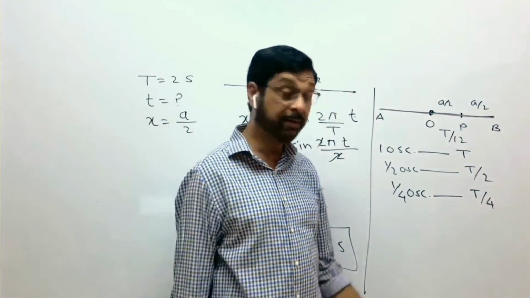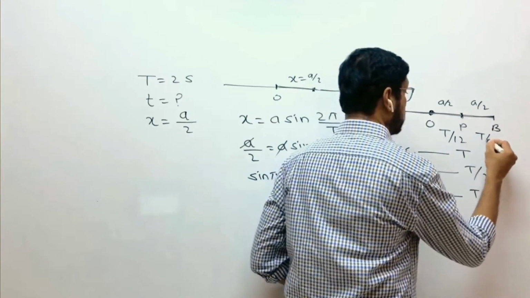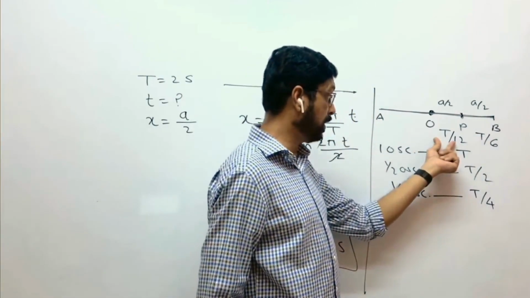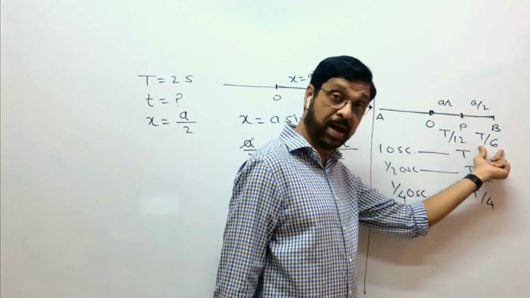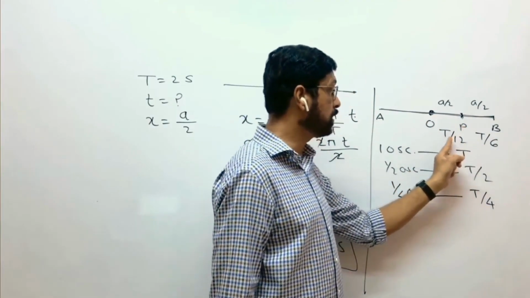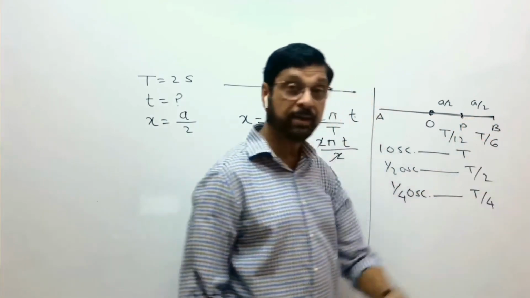कितना टाइम लगता है? T by 12. And from P to B, it is T by 6. यहाँ पे कम T by 12, यहाँ पे ज़्यादा T by 6. So time taken from mean to mid is T by 12, and from mid to extreme is T by 6.